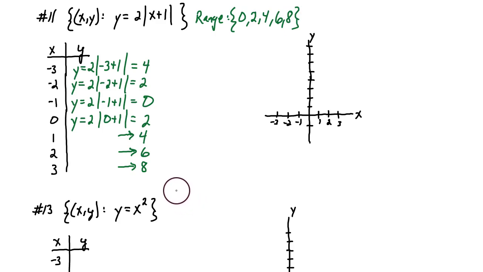Let's graph our ordered pairs. First row, negative 3, comma 4. Second row, negative 2, comma 2. Third row, negative 1, comma 0. Fourth row, 0, comma 2. Then 1, comma 4. 2, comma 6. And 3, comma 8. This mark up here was 8, this mark here was 6, and so on.